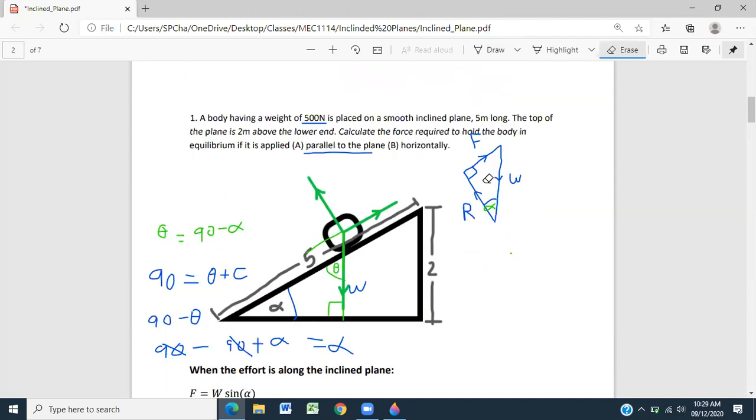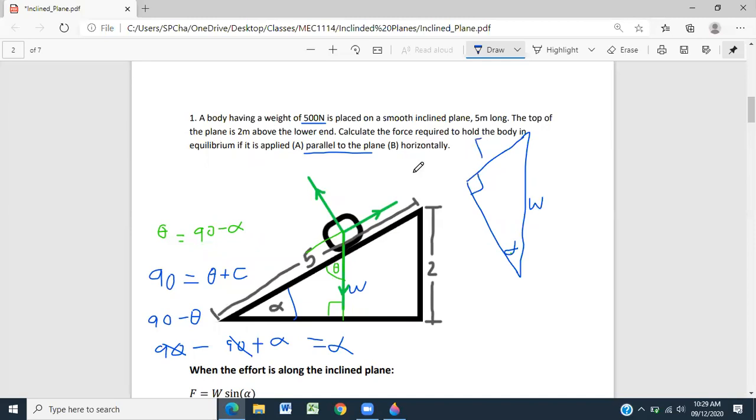Let me draw this a bit bigger, since we know that the angle is alpha now. R, F, and W. So here's alpha. We concluded that this was a right angle. This is W. This is F, or force F. And this is R. So calculate the force required to hold the body in equilibrium if it is applied parallel to the plane. And this is what we have here, parallel to the plane, 90-degree angle.